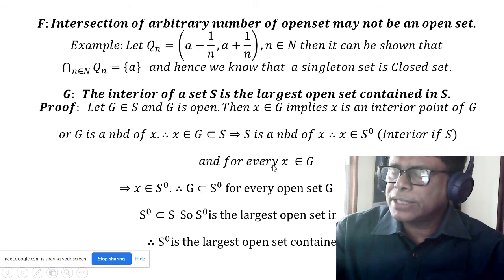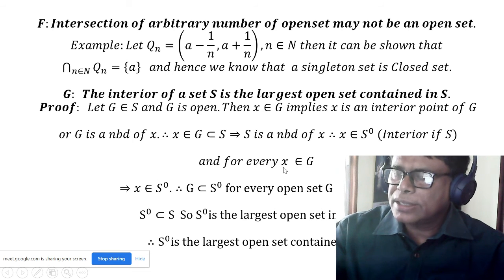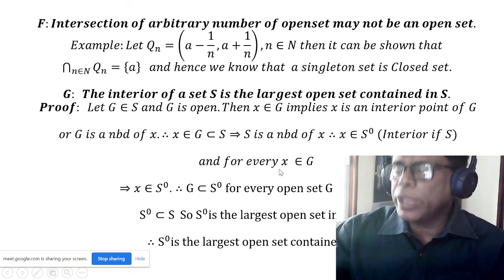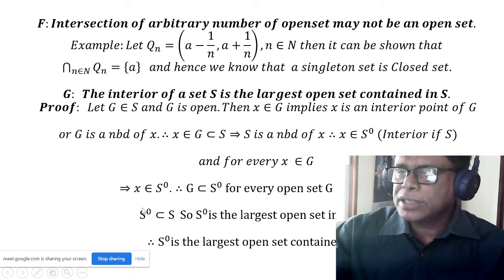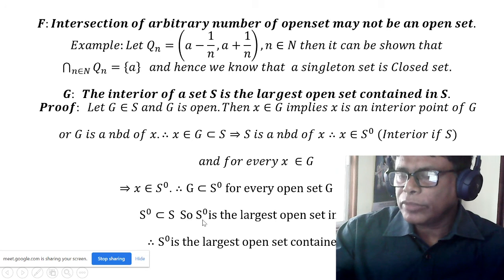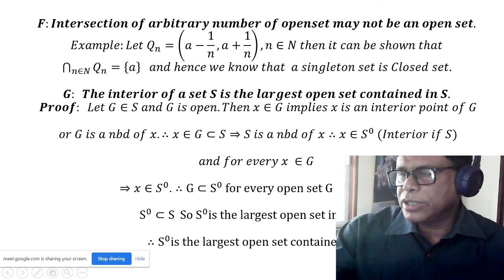And so for every X belonging to G, you can change from X1 to X2 to X3 and so on. That means every point X belongs to the interior. So G is contained in S0 for every open set G. Again, S0 is contained in S. S0 cannot be more than S because S contains the boundary points. So S0 is the largest open set that is contained in S. So this implies that S0 is the largest open set.